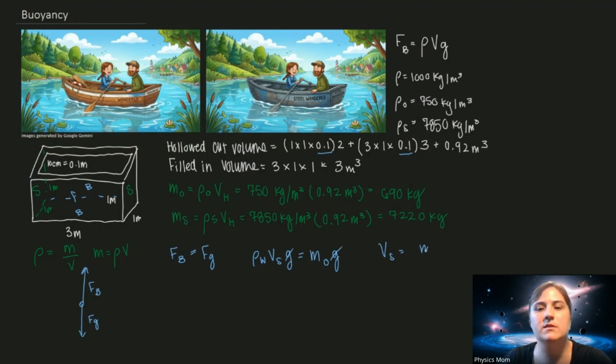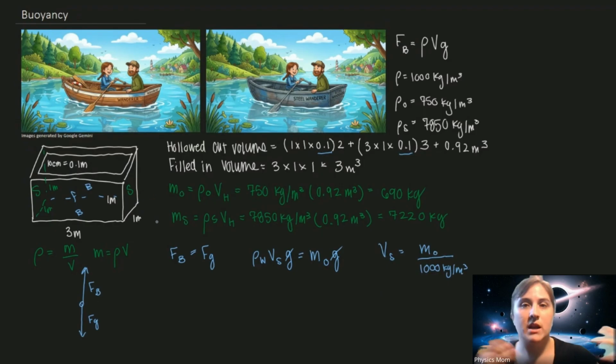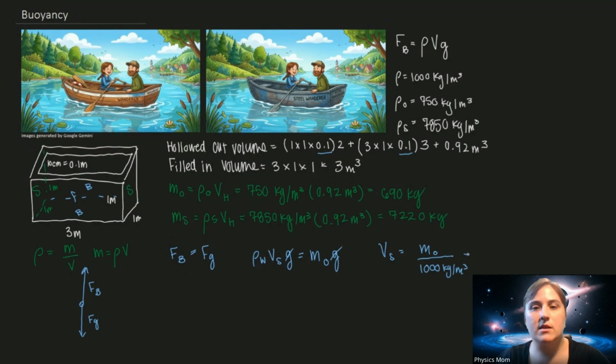This is going to be the mass of the oak wood boat divided by water's density, which is 1,000 kilograms per meter cubed. And we're going to actually calculate, if I have a boat with this dimension made out of oak wood, we know what the mass is going to be because we know how much space it's occupying. We can actually calculate that. We just calculated its mass, so let's go ahead and plug that in. I get 690 kilograms divided by 1,000 kilograms per meter cubed.